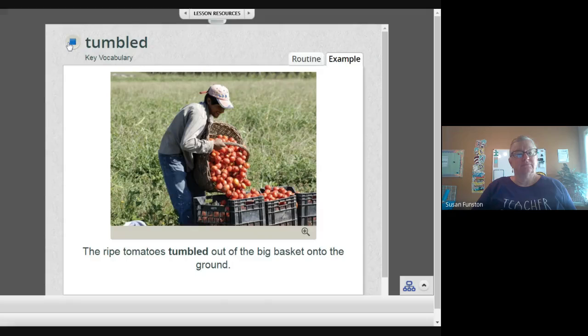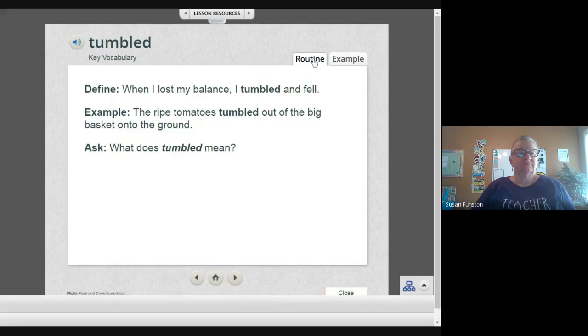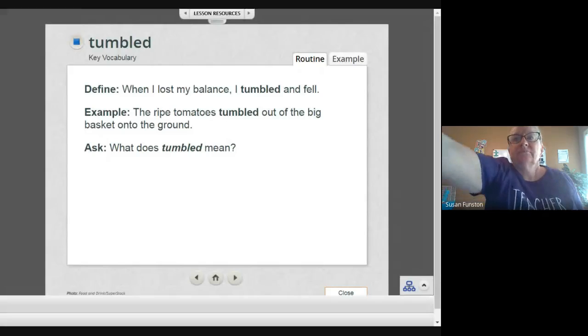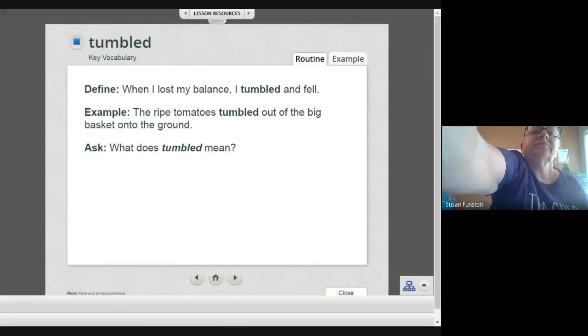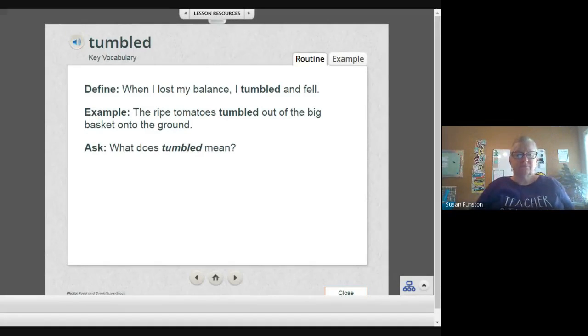Tumbled. The ripe tomatoes tumbled out of the big basket onto the ground. When I lost my balance, I tumbled and fell. What does tumbled mean?